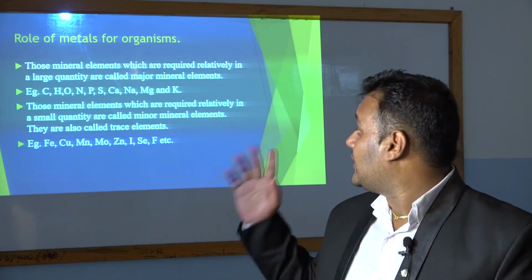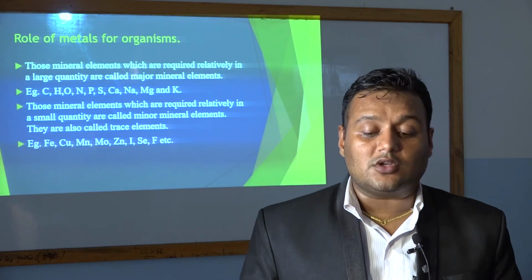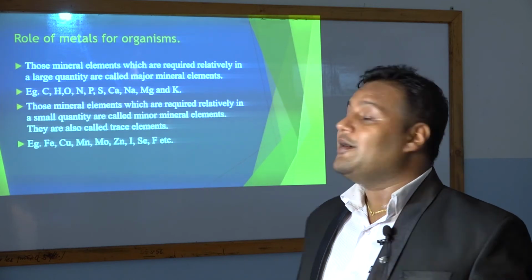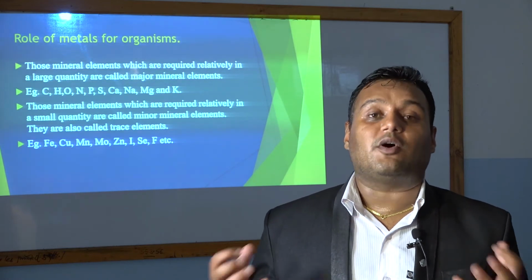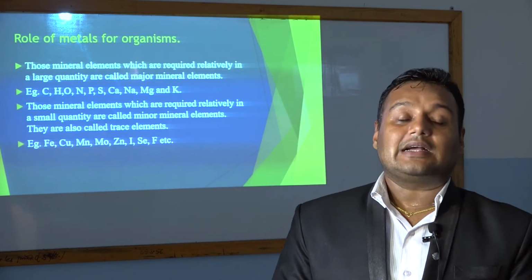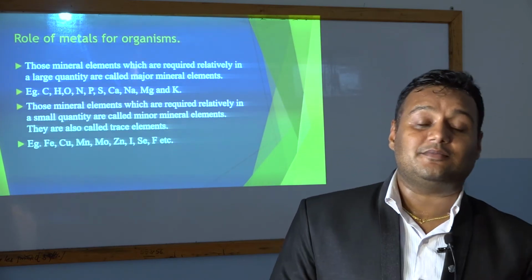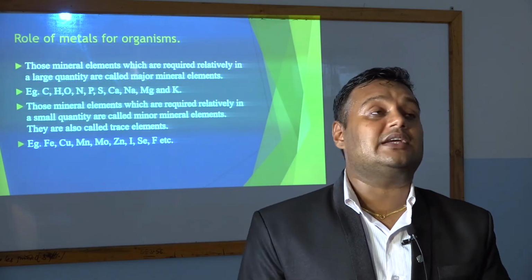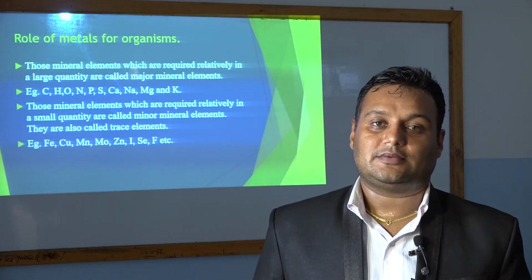Let's go to the definition along with the book. Those mineral elements which are required relatively in a large quantity are called major mineral elements. These are things our body needs more and more. Examples of this type of elements are carbon, hydrogen, oxygen, nitrogen, phosphorus, sulfur, calcium, sodium and many more. We get all these mineral elements from the food we eat.